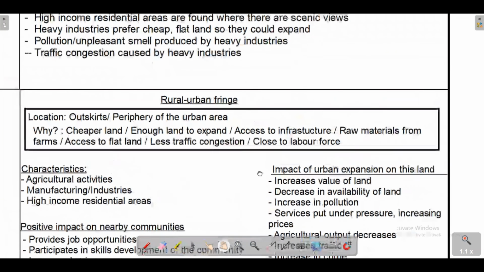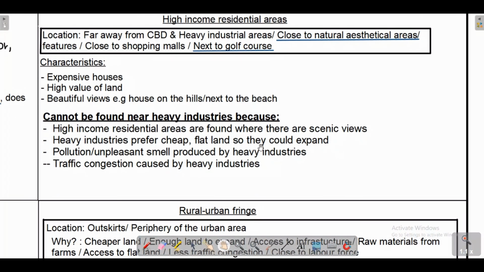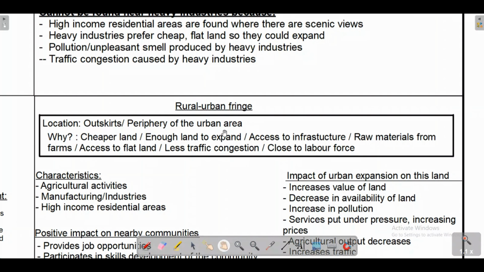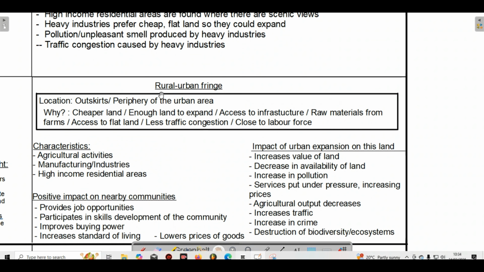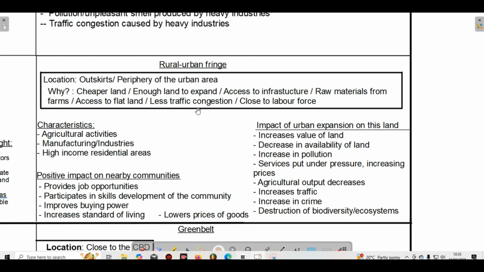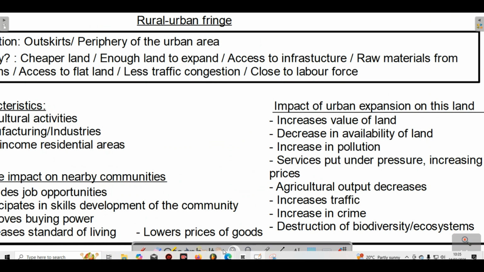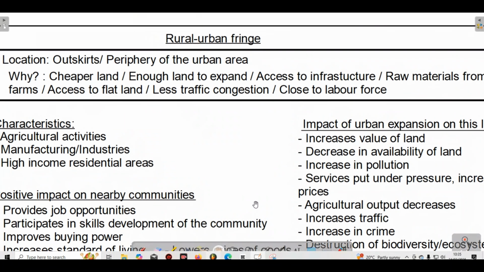So as you can see, those contrast. Remember, high income residential areas want to live in these areas, and also heavy industries want to be in these areas. So we can clearly see that there's a conflict in the rural urban fringe, where you can have high income residential areas here as well as industrial areas. Remember now, these two, we said that they are not compatible, right? So it will depend basically on the question.